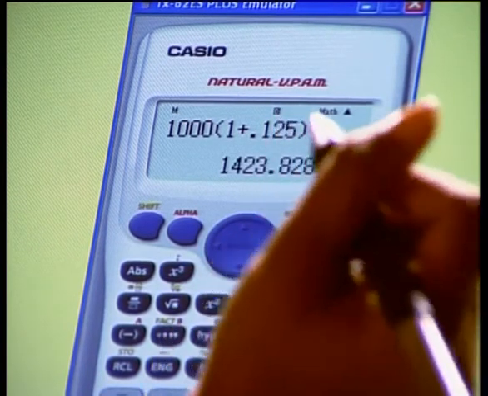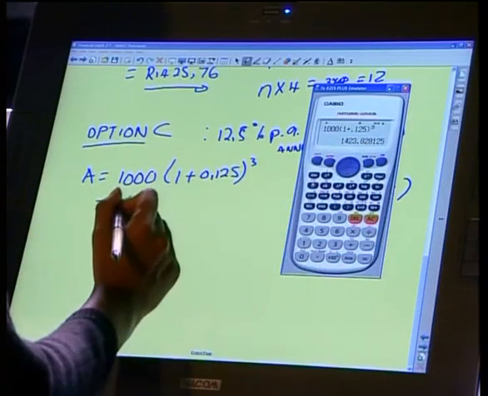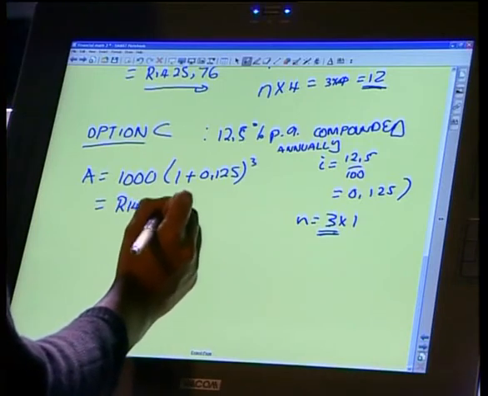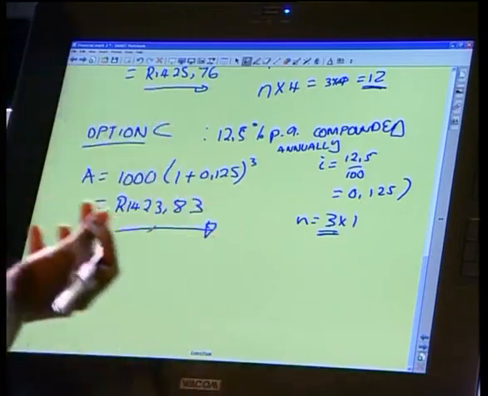And that will give us 1,423 Rand and 83 cents to the nearest cent. It's 1,423.83 to the nearest cent. Okay, so now we've evaluated each of those options. We looked at what option A, B, and C is going to give us. Let's see which is the one you're going to settle for.